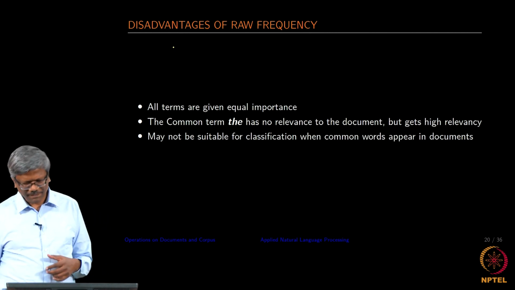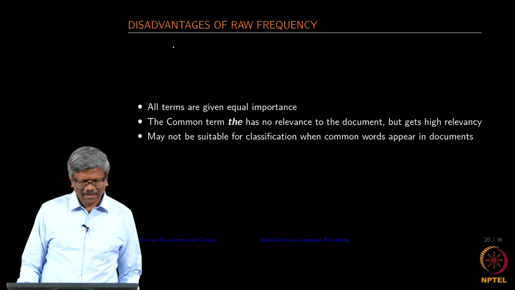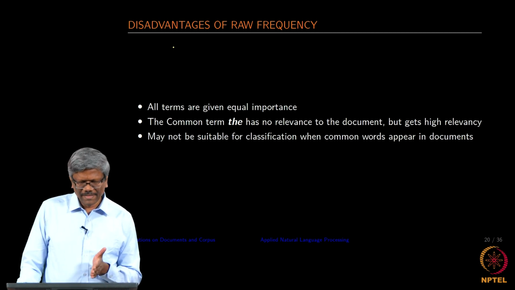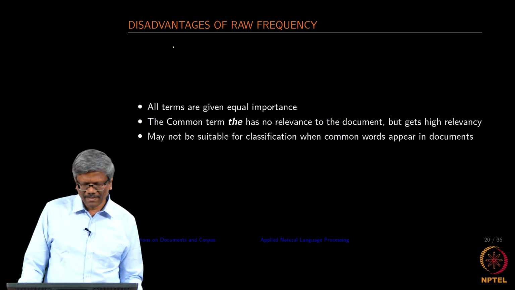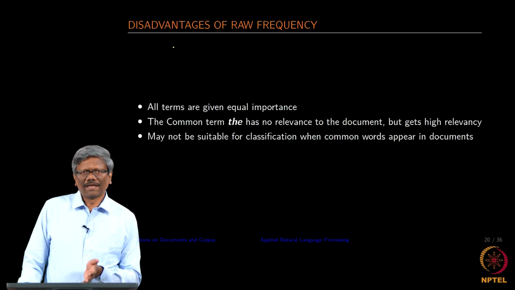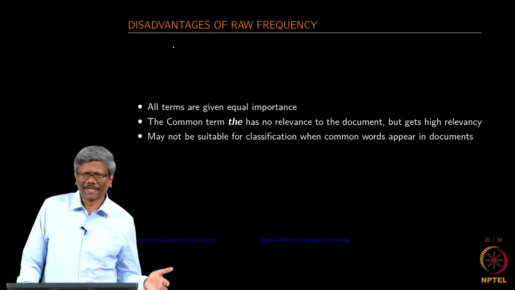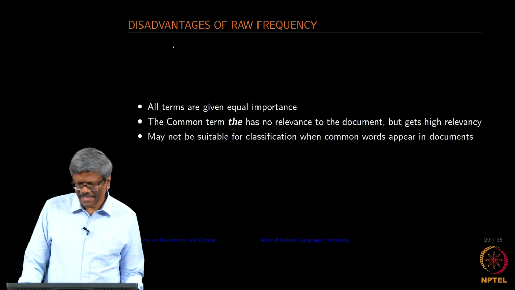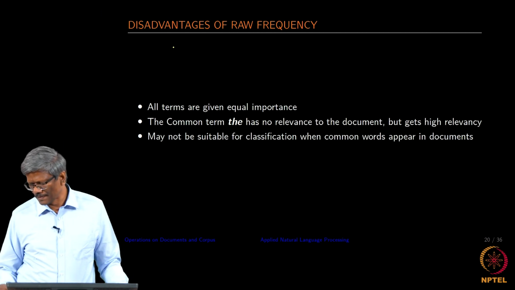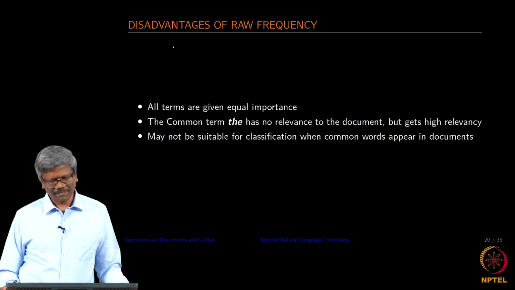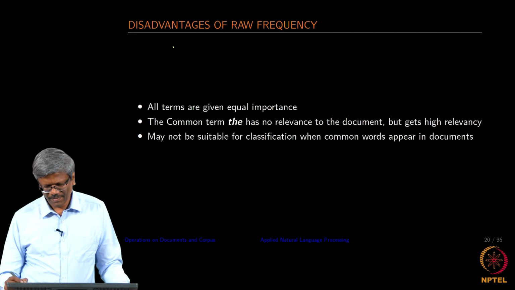What are the other disadvantages of having a raw frequency? All terms are given equal importance. The common term the, if I had not used the stop word, will have more occurrences than any other word, but it will have no relevance to the document with respect to querying and so on. So, it may not be suitable for classification when common words appear in the document. If the, of, and they appear so many times, they are not going to really help us in classifying the document in a particular fashion.